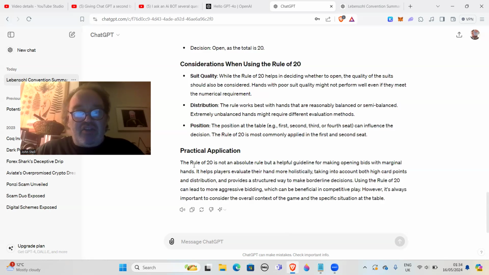Okay, practical application. The rule of 20 is not an absolute rule, true, but a helpful guideline for making opening bids with marginal hands. It helps players evaluate their hand more holistically, taking into account both high card points and distribution, and provides a structured way to make borderline decisions.